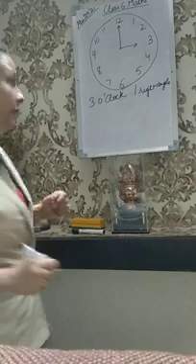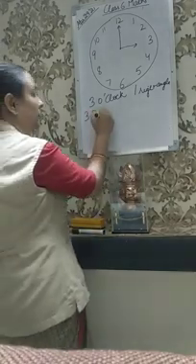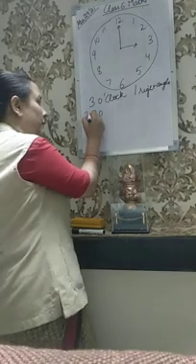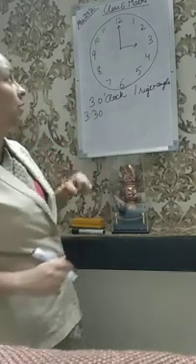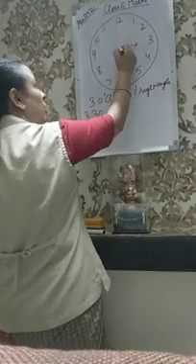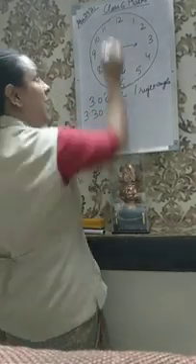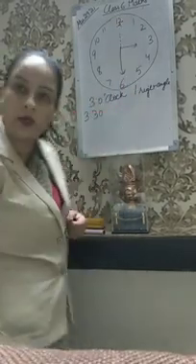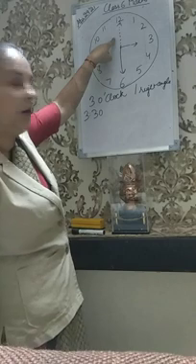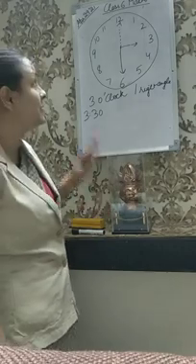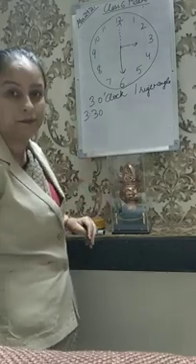Alright, now it is 3:30. Now tell me, where will the hour hand go? The hour hand comes here. I will draw the dotted position to show where it was earlier. Okay, so earlier it was here, now it has reached here. So now tell me how many right angles has the hour hand moved?